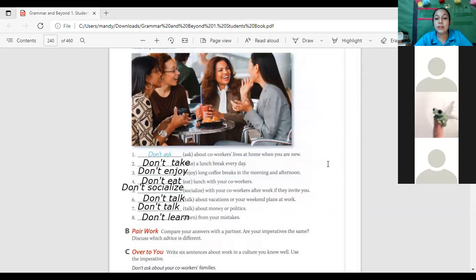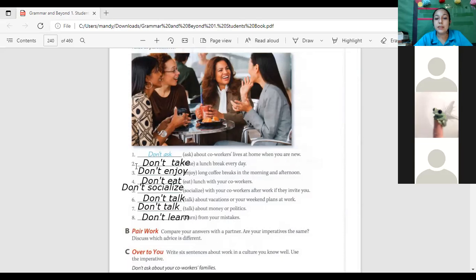Exactly. Don't talk about money or politics. In that case, this one is one of my rules. I don't talk about money or politics. First, because I don't like to talk about politics. And second, I don't have much information about this topic. And also, I think it is something that makes you argue with other people. So no, it's not necessary, yeah?